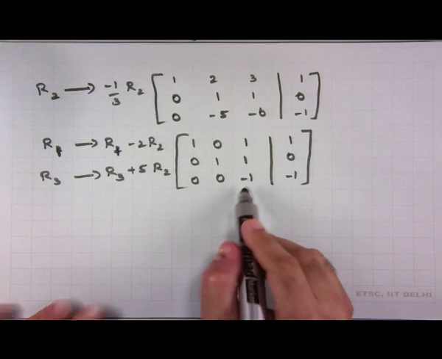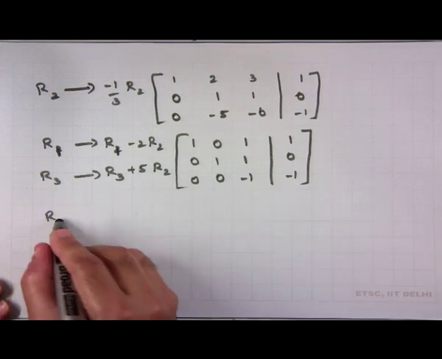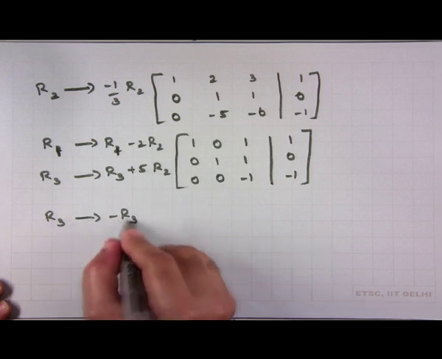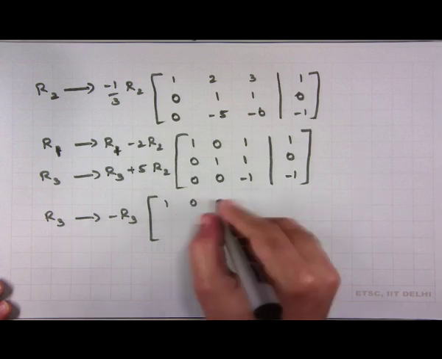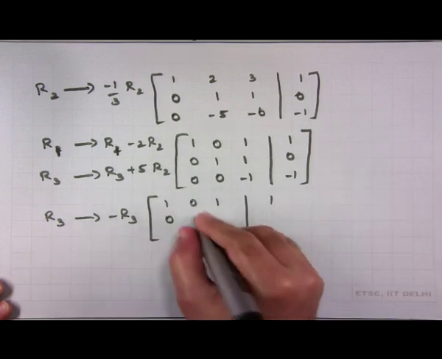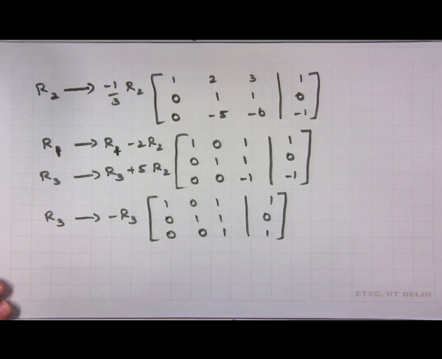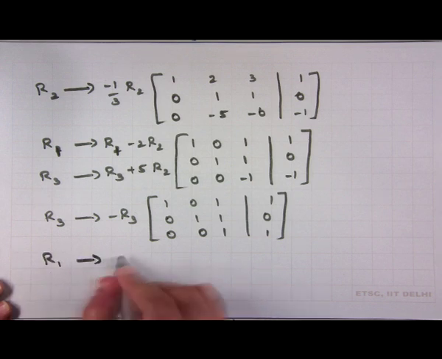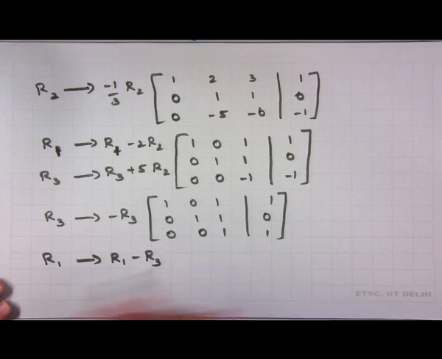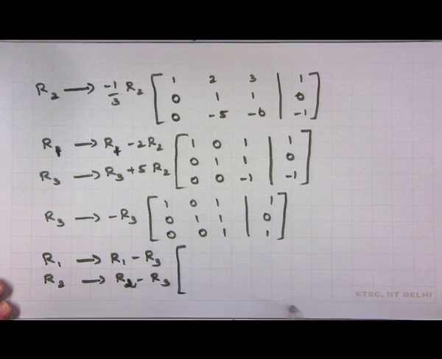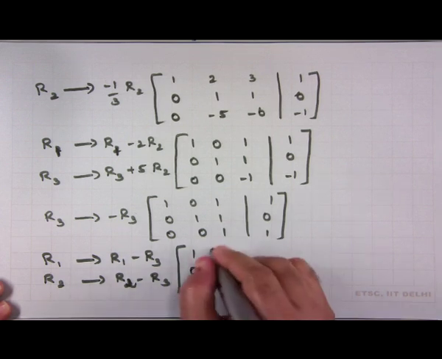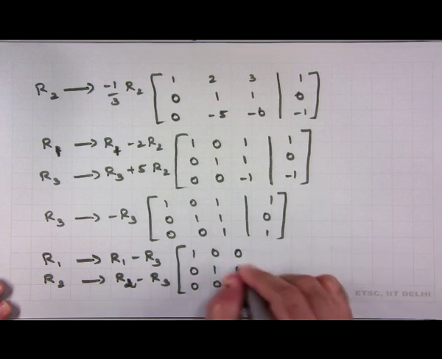Now, let us convert this minus 1 into 1. R 3 is replaced by minus R 3, therefore, I will have 1 0 1 1, 0 1 1 0, 0 0 1 and 1. Now, let us convert this 1 and 1 into zeros. R 1 is replaced by R 1 minus R 3 and R 2 is replaced by R 2 minus R 3. We have the identity matrix 1 0 0, 0 1 0 and 0 0 1.